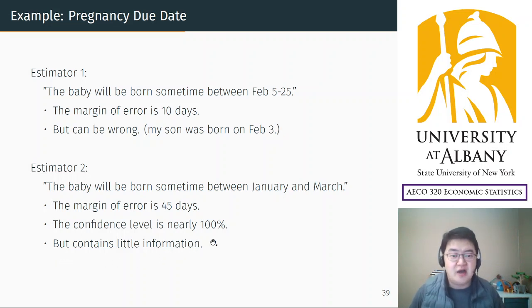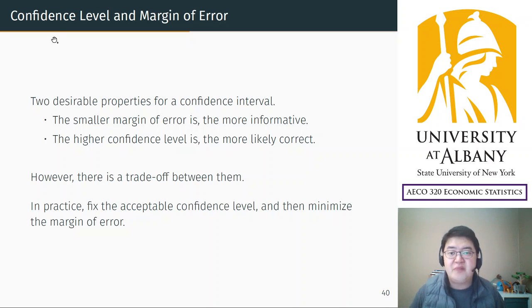You don't need any knowledge, any additional data, any examinations to say this. So it contains no information, but still it is almost always correct, right? For example, if I see a pregnant woman, I may say, oh, your baby will be born within a year from now. It's almost always correct, but it's nothing. It's not an estimation. It's a useless estimation. So that is a trade-off between confidence level and margin of error.